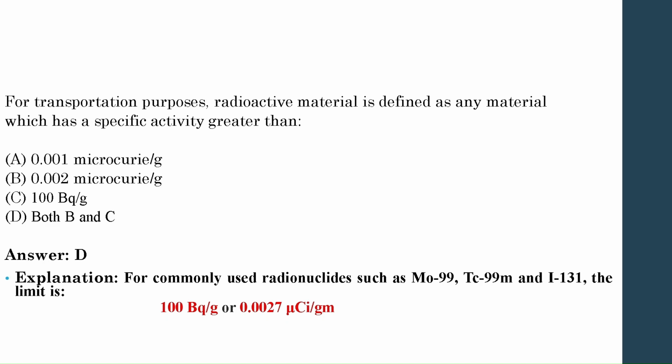Any material is called radioactive material when it has specific activity greater than, in two units you have to remember, one is microcurie per gram and one is becquerel per gram. In microcurie the value is 0.0027 microcurie per gram, and in becquerel it is around 100 becquerel per gram. So the right answer is D in this case. And usually this value is for molybdenum, technetium and iodine-131, but for the rest of the radionuclides also the specific activity is in this range only.